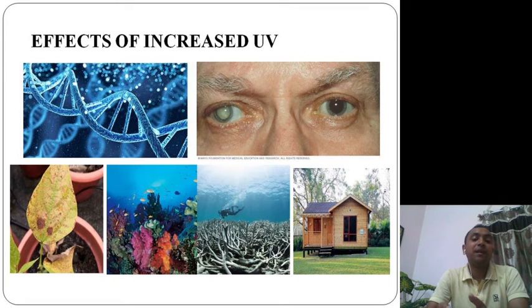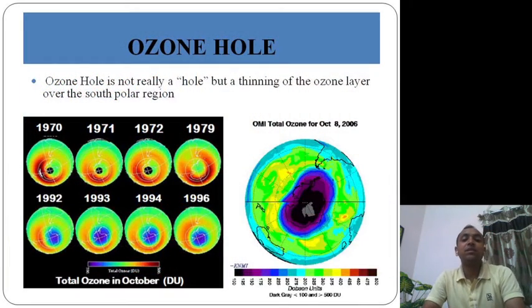Then you can see the fourth picture, which is a combo of two. One you can see affecting marine life in particular. And now you see coral reefs, which were supposed to be very colorful, have become bleached. So this is one of the effects of UV radiation. Besides this, even materials, as I've shown you in the picture of a house, are also being largely affected.